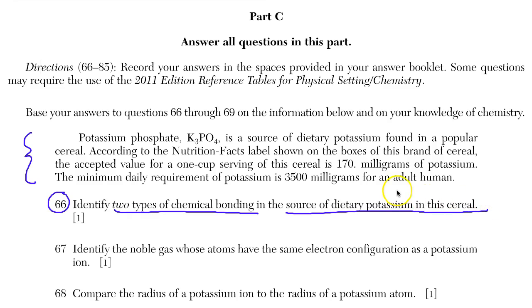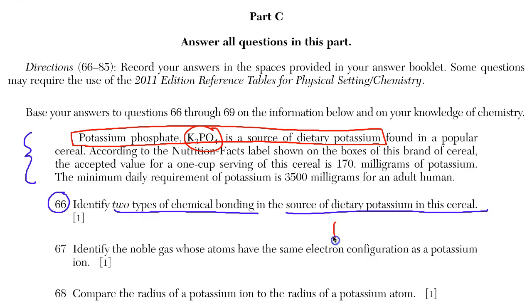So you don't know what dietary potassium is, so we go into the reading, and what do we find? Potassium phosphate is a source of dietary potassium. So what they're really saying is in K3PO4, potassium phosphate, what types of bonding exist? What 2 types? They're really being nice to remind you there's 2 types.